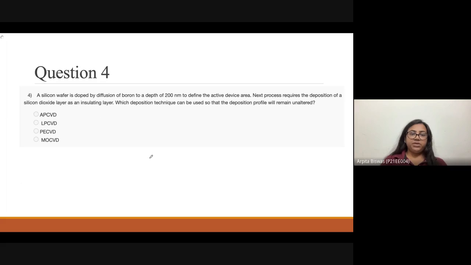A silicon wafer is doped by diffusion of boron to a depth of 200 nanometer to define the active device area. The next process requires the deposition of an oxide layer as an insulating layer. Which deposition technique can be used so that the deposition profile will remain unaltered? The first option is APCVD, the second option is LPCVD, the third option is PECVD, and the fourth option is MOCVD. So, what is the right answer?